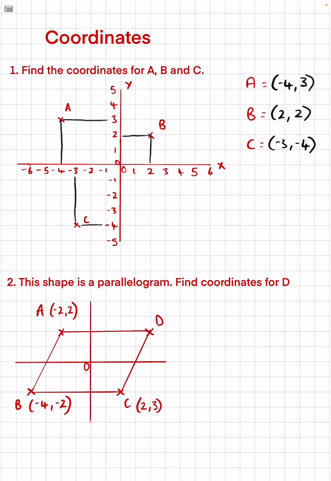The next question says this shape is a parallelogram. Find coordinates for point D. Point D is horizontally aligned with point A, so point D must have the same y coordinate, which is 2. Remember the x coordinate always goes first, then the y coordinate. Parallelograms have equal length sides. We know that side AD equals BC.